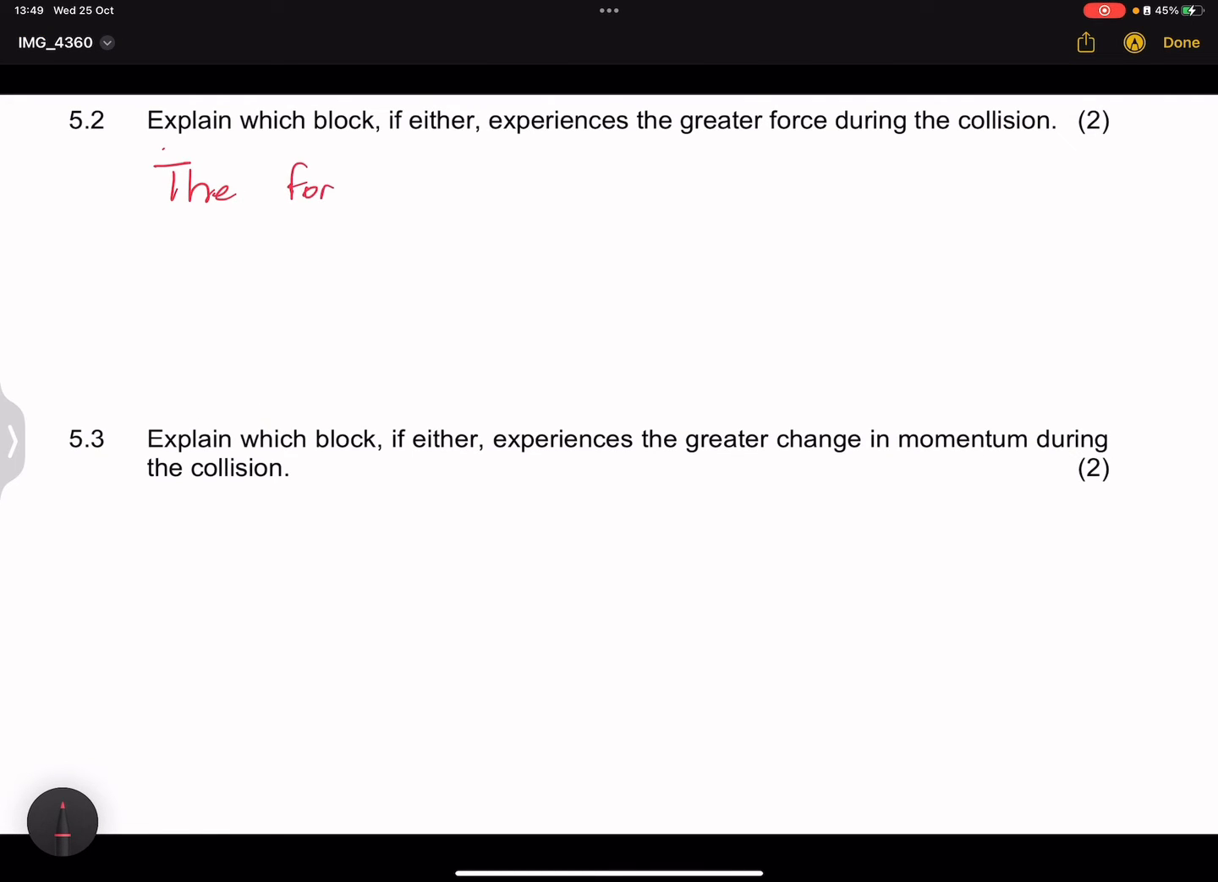So the forces will be equal but opposite, according to Newton's third law.